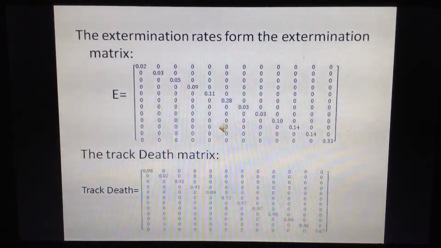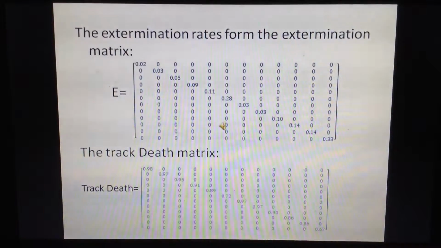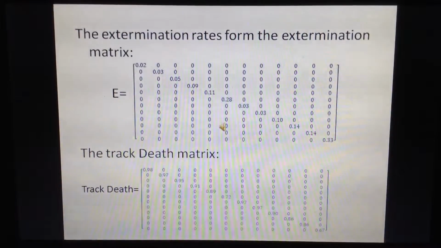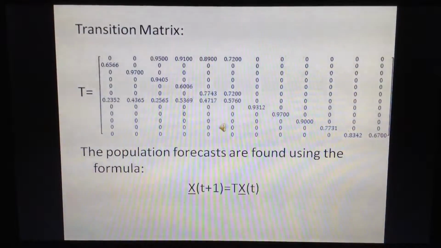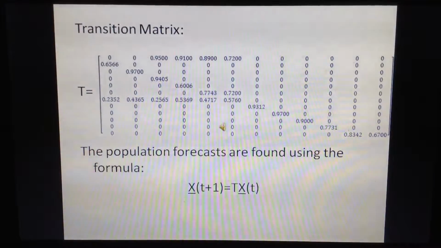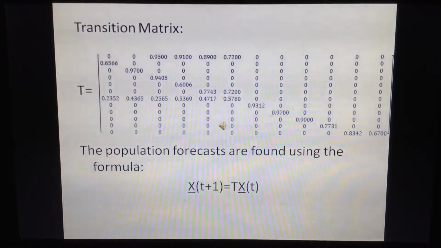From the extermination matrix, the track death matrix is formed by subtracting the extermination matrix from the identity matrix. Multiplying the track death matrix by the two-sex Leslie matrix produces the transition matrix.